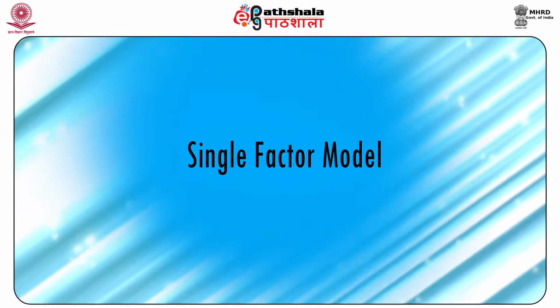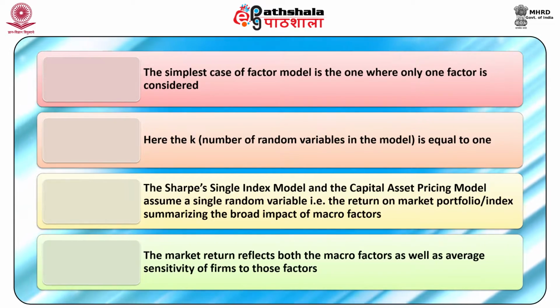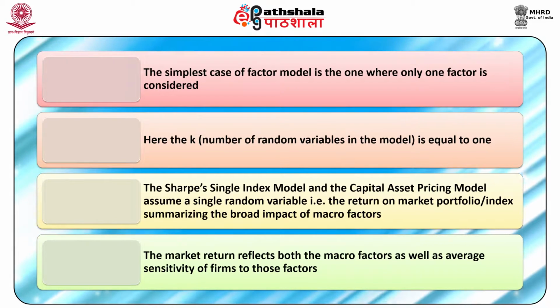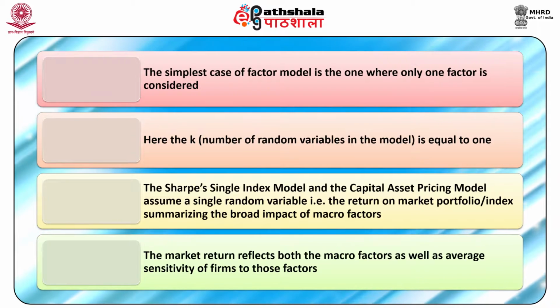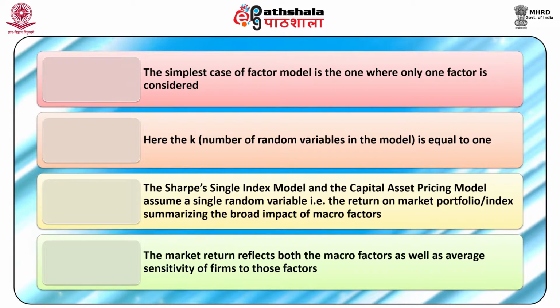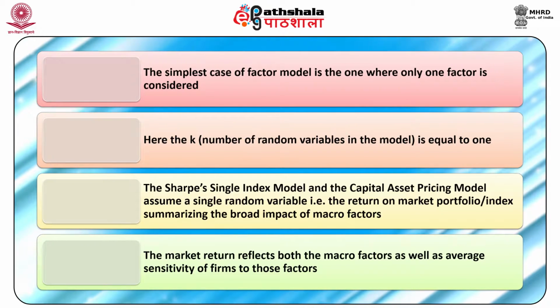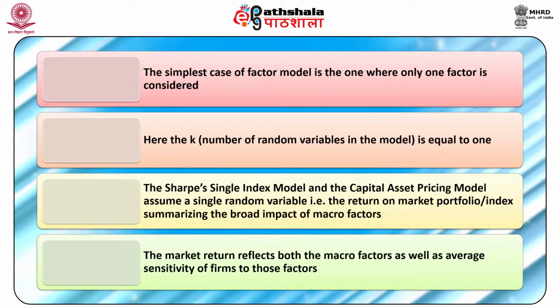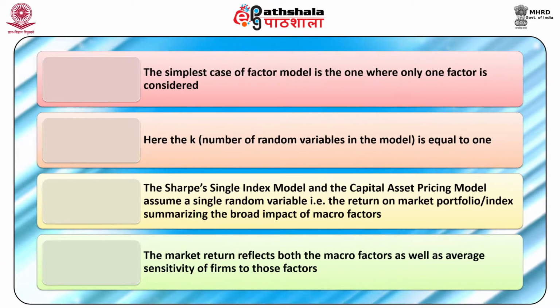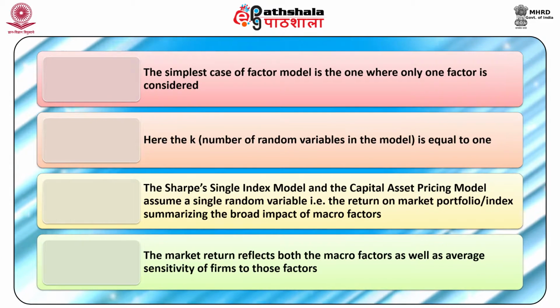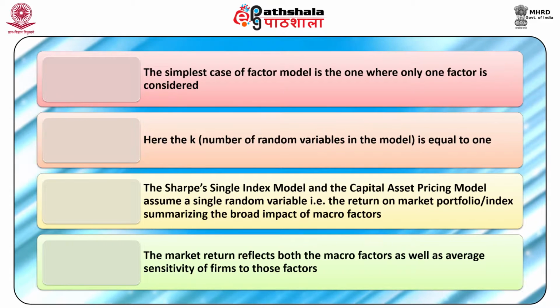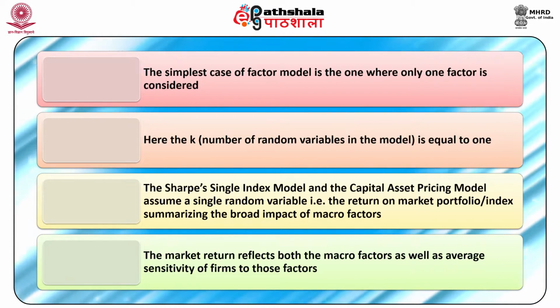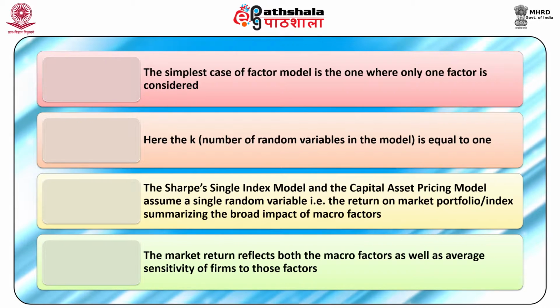Now we come to the single factor model. The simplest case of single factor model is the one where only one factor is considered. Here the k, that is number of random variables in the model, is equal to 1. Sharpe's single index model and the capital asset pricing model assume a single random variable, that is the return on market portfolio or the index summarizing the broad impact of macro factors. The market return reflects both the macro factors as well as an average sensitivity of firms to those factors.